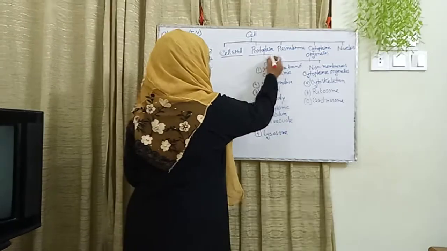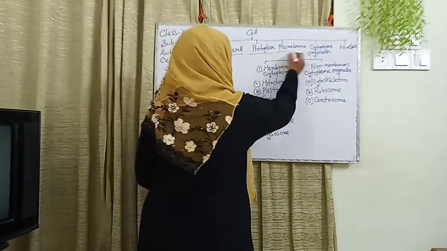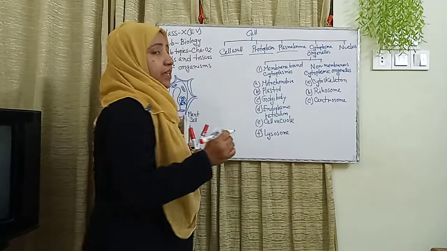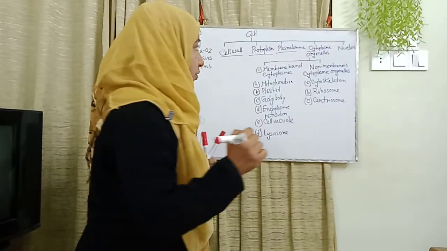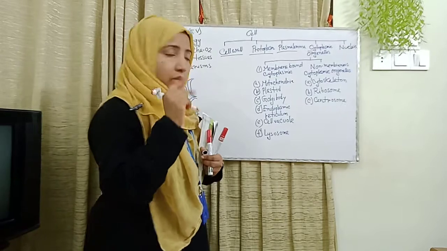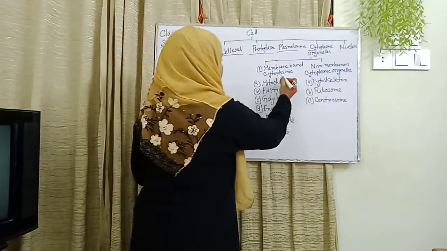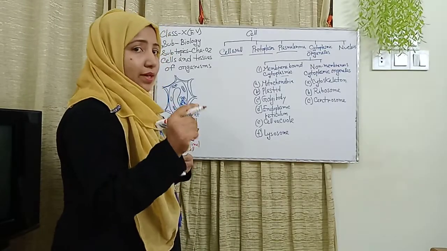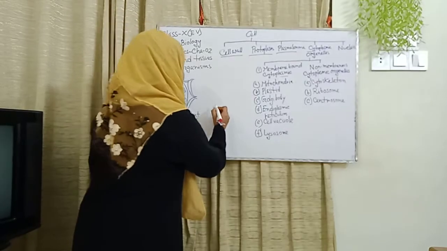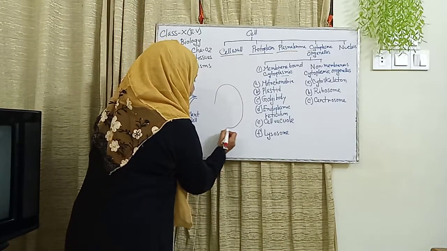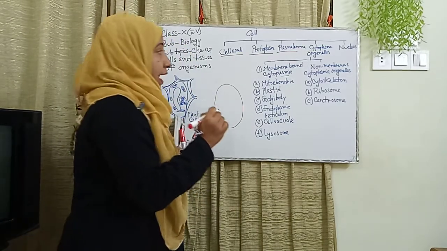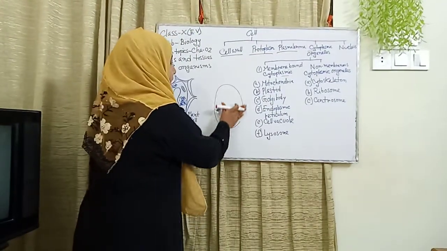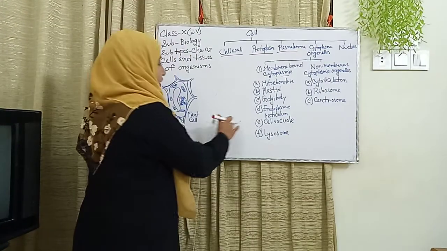Another is the protoplasm. Third is the plasma lemma. Fourth is the cytoplasmic organelles, and fifth is the nucleus. Here the cytoplasm also has two parts. One part is membrane bound cytoplasmic organelles, where the membrane is an extra outer layer. The other is non-membranous cytoplasmic organelles, which have no membranous covering.